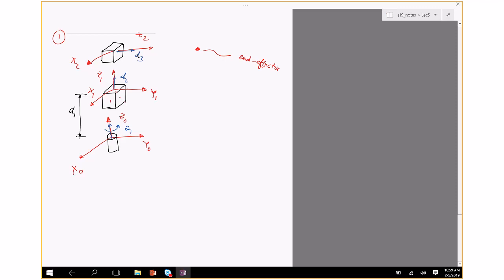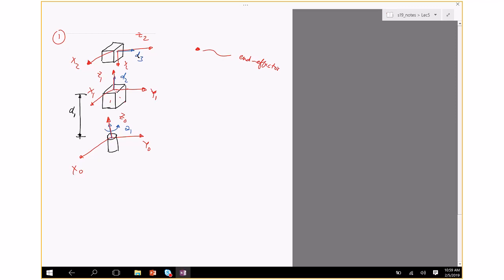Okay, then we can assign y2, because y2 is just normal to x2 and z2. So z cross x is going to be y. So which direction is y2? Is it upwards or downwards? It's downwards, right? So this way. Because when I do x cross y, I get z. Okay, that means we've finished number 3, and we go to the end effector.